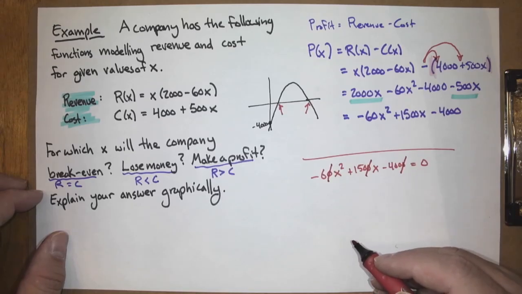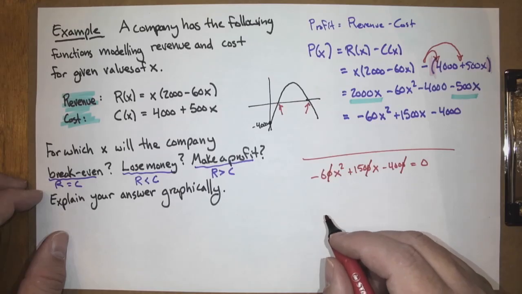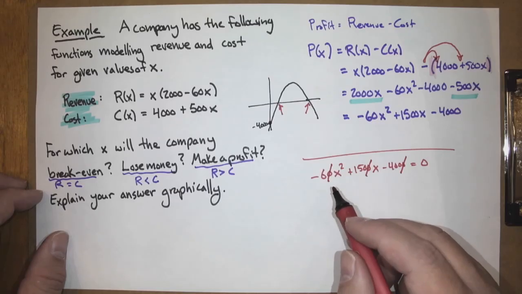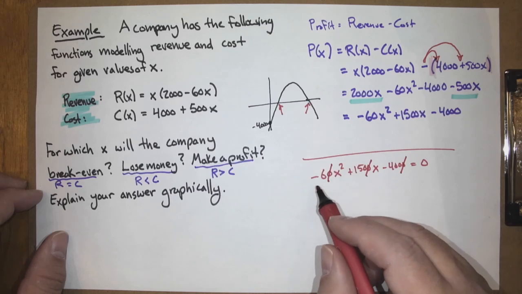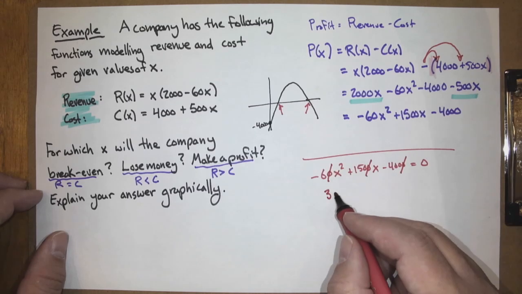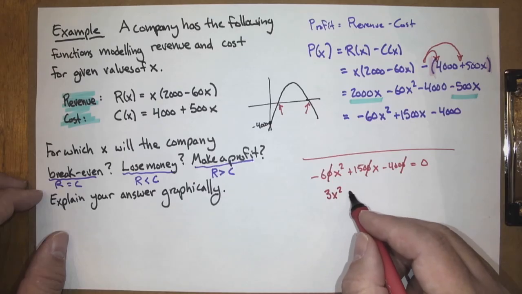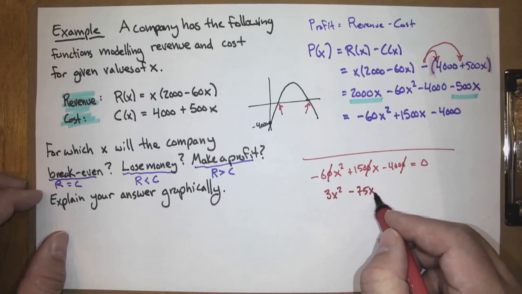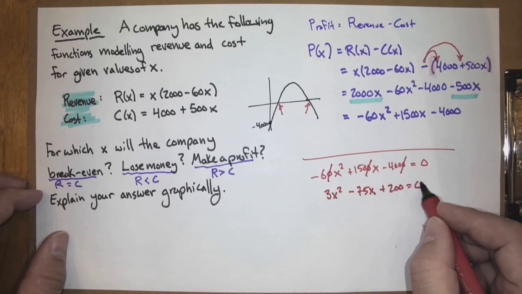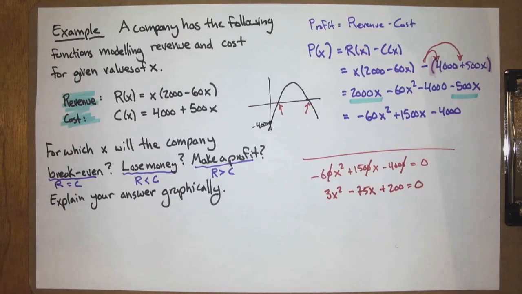Can we do anything else? Okay, we can divide by 2. We can even divide by negative 2 if we wanted to. So then we get 3x squared, and then it'll be minus 75x, and then it'll be a plus 200 equals 0. So I divide everything by negative 2.